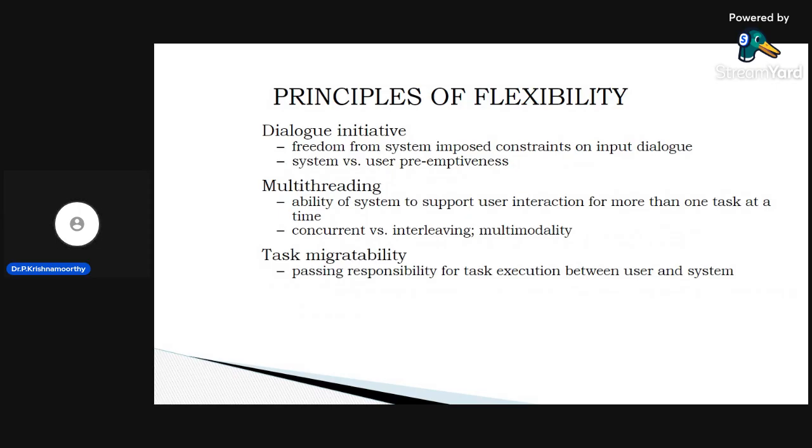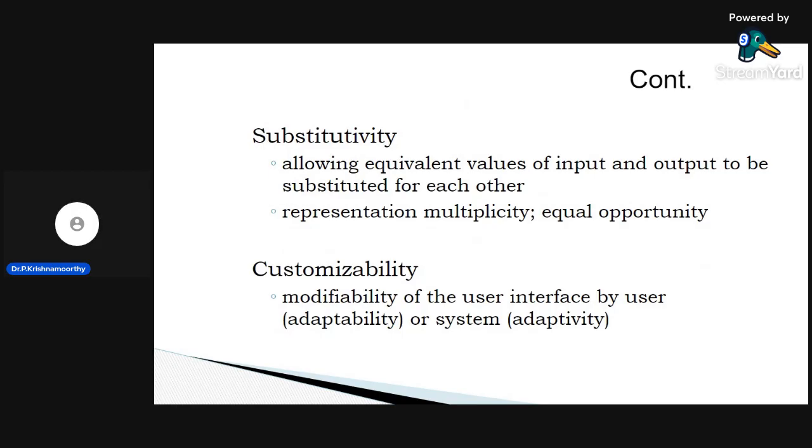Flexibility includes dialog initiative, multi-threading, and task migratability. Dialog initiative means freedom from system-imposed constraints on the input dialog, system versus user preemptiveness. Multi-threading means more than one task at a time can be executed, that is, concurrent processes, interleaving, or multimodality. Task migratability means the passing of execution between the system and the user.